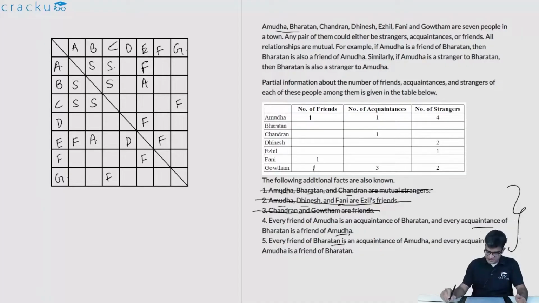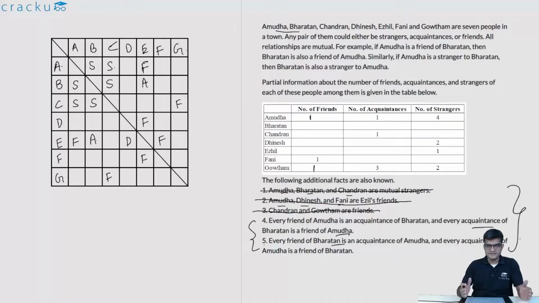The next clue also says that every friend of B is an acquaintance of A and every acquaintance of A is a friend of B. Essentially, if you are combining both of them, what we can infer is that the number of friends of A is the number of acquaintances of B, and the number of friends of B is the number of acquaintances of A.